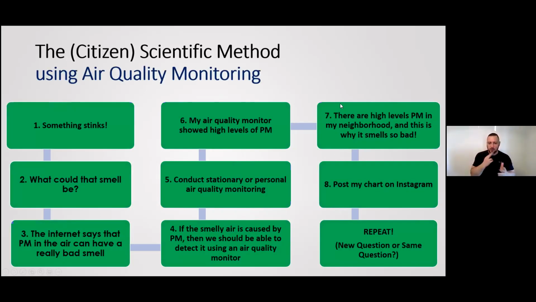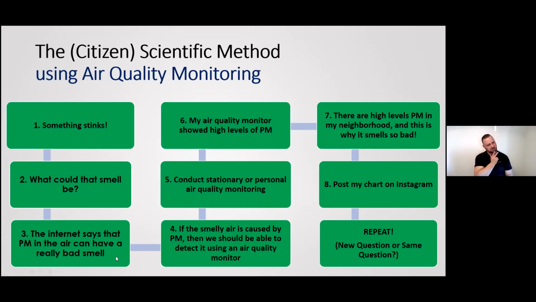And so from a citizen perspective, a really quick and dirty example of this when we're talking about air quality monitoring is, hey, something stinks. I'm in Cheverly, and there's that Cheverly stink again that I've heard. I don't live in Cheverly, but I've heard plenty about this Cheverly fog. So what is that? Well, go on Google. The internet says that PM in the air can be associated with really bad smells.